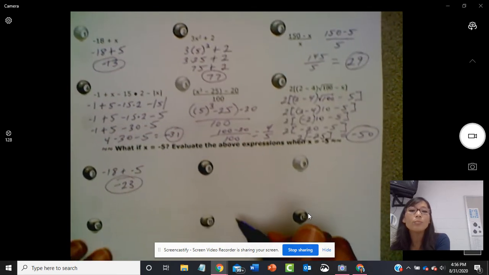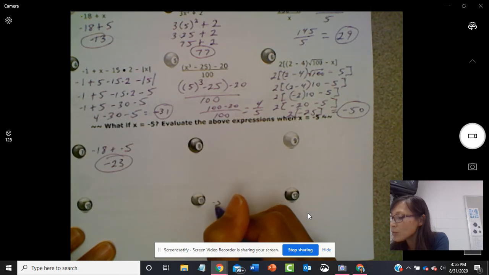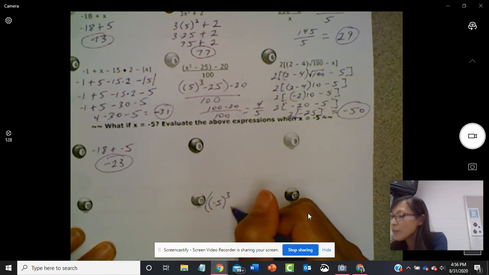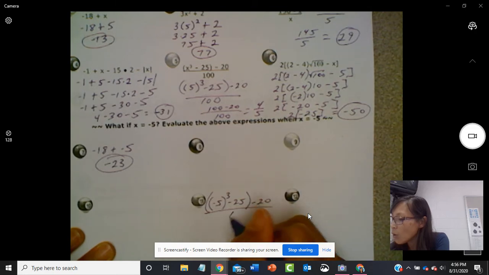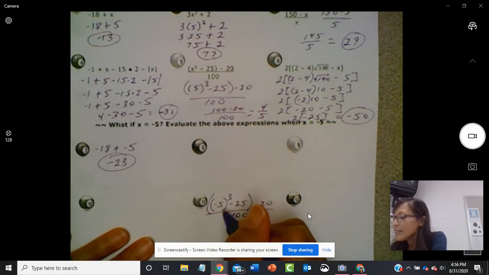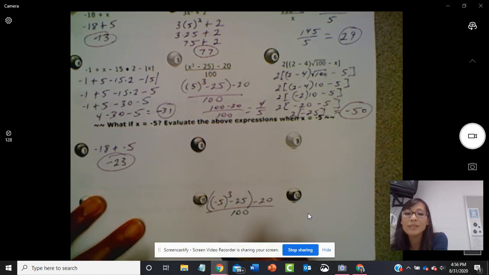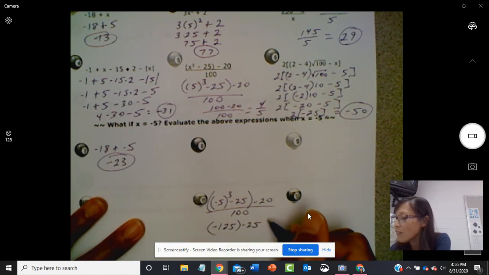Let's look at problem number 5 and see what that answer ends up being. So I'm going to substitute negative 5, and I'm going to put the cubed there. That whole thing is in parentheses, minus 25, minus 20 all over 100. So negative 5 cubed is the same as saying negative 5 times negative 5 times negative 5. That ends up being 3 negatives, so that is negative 125. It is negative 125 that we are subtracting 25 from.